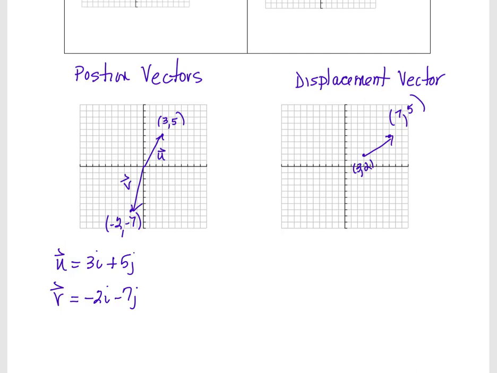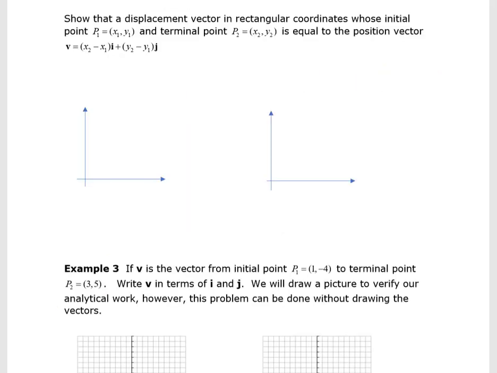Basically, any displacement vector can be shown to be equivalent to some position vector, some vector whose initial side is at the origin. And we're going to do that by breaking that vector down into its horizontal and vertical components, basically finding the scalar values a and b. We're going to show that a displacement vector whose initial point is (x1, y1) and whose terminal point is (x2, y2) is equal to the position vector v = (x2 minus x1)i plus (y2 minus y1)j.